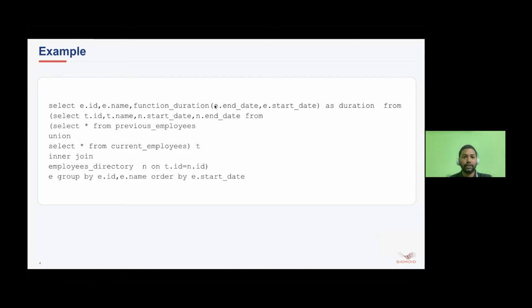Then we write another query to find the ID and name, and then we have a function which will take the end date and start date and give you the duration. So a nested query is something similar to this. We can have multiple filters inside them to filter out.